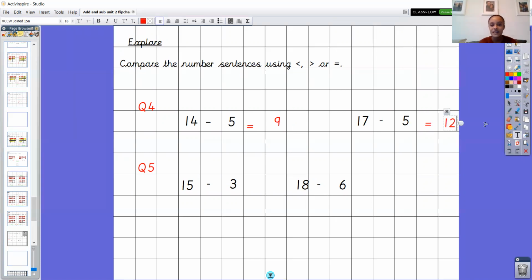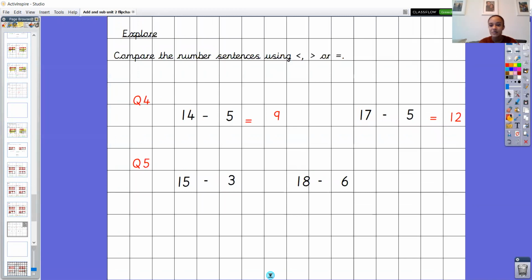Now I found out my two answers. So what symbol am I going to put in the middle? I'm going to put the less than symbol in because the biggest part is facing the biggest number, which is 12. So 14 take away 5 is less than 17 take away 5. Can you say that one with me? 14 take away 5 is less than 17 take away 5. Fantastic.